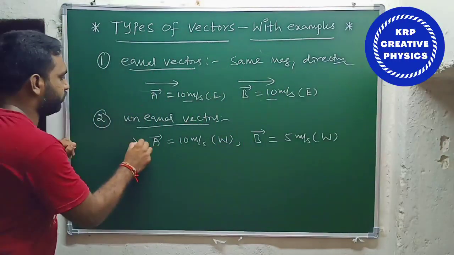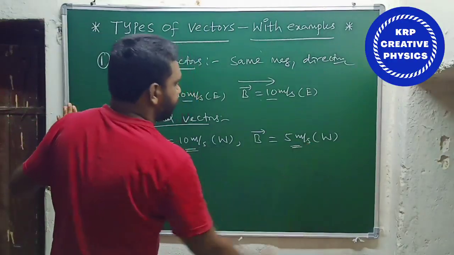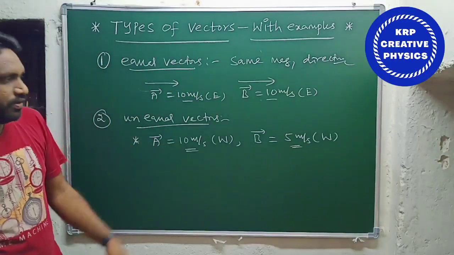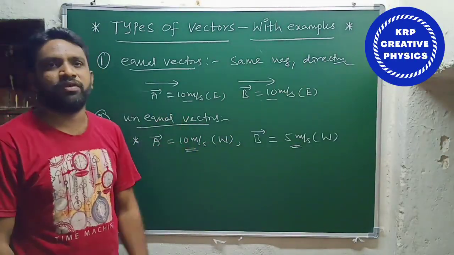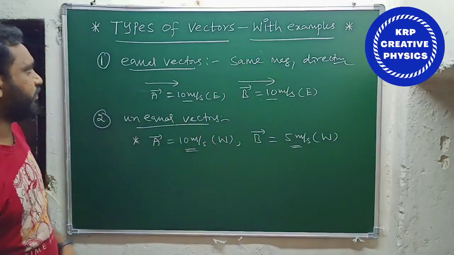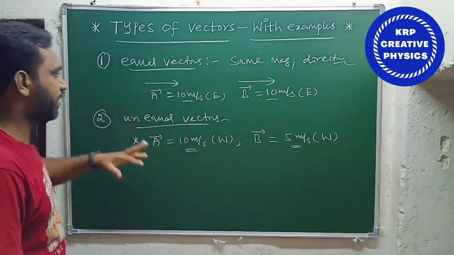So it is an example for what here? Unequal vectors. Why? Just try to observe here. They are different in magnitudes. Even though they are in the same direction, the magnitudes are different. So they are an example for unequal vectors. Other than equal vectors, all the vectors are said to be unequal vectors. In this way also we can say.